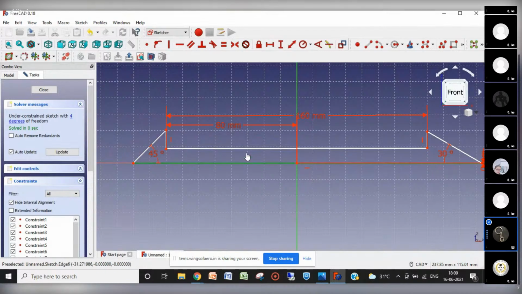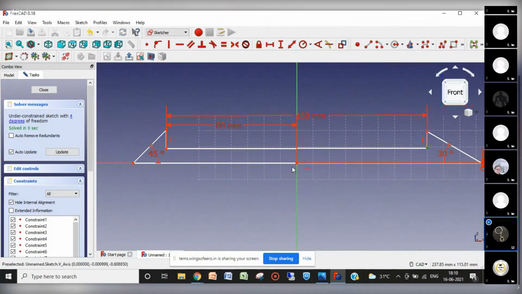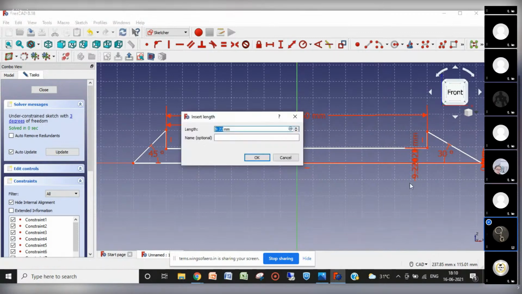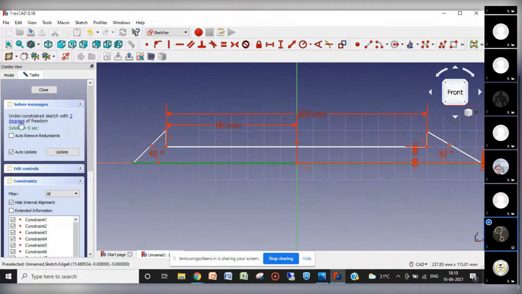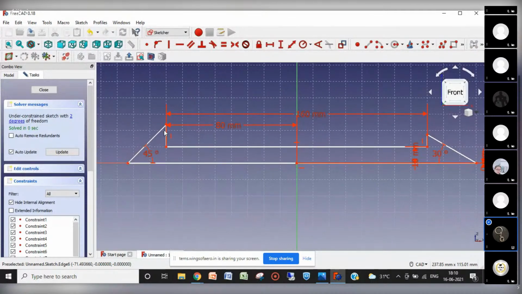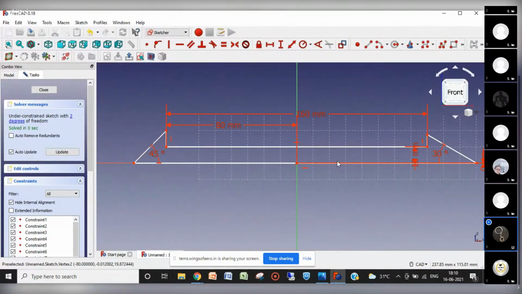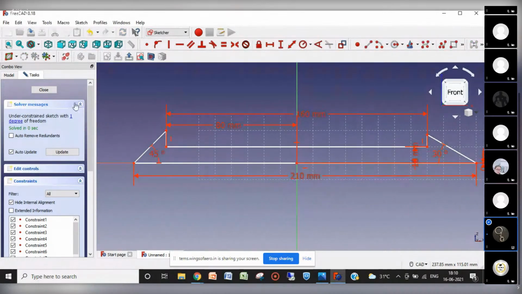Okay, now we are left with this. Sorry, this point and this point vertical dimension. It would be 10. Okay, and make it horizontal. It is still two of the. Okay, this is not perfectly given. Select this and give it a dimension. Let it be 210.